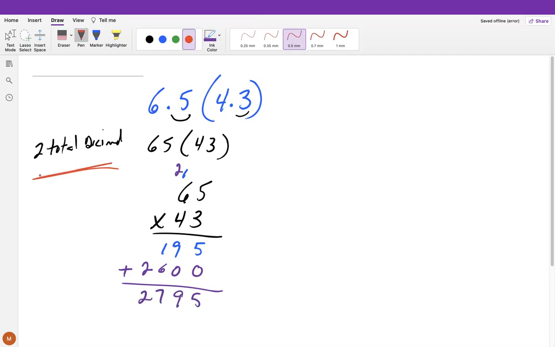And then we said that we moved 2 total decimal places to get the whole number. So now we need to move that decimal place 2 times to the left. And our final answer is 27.95.